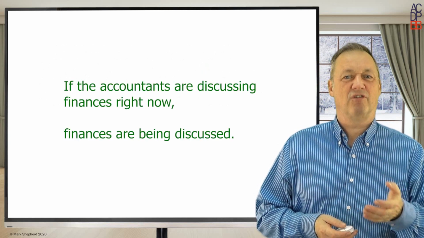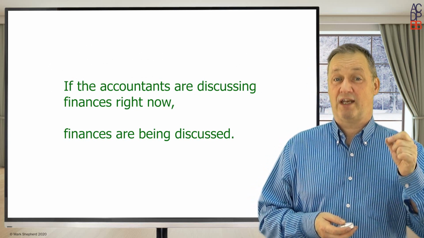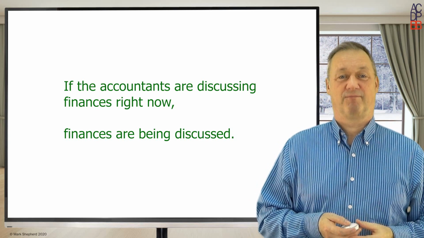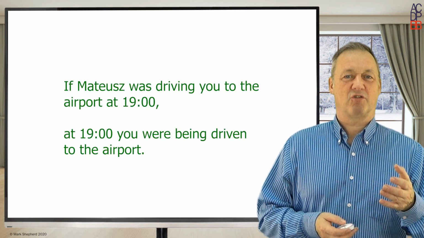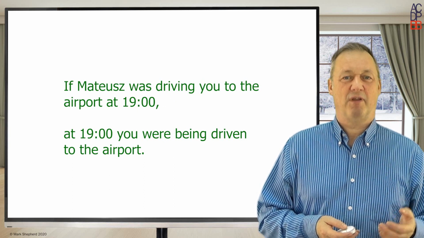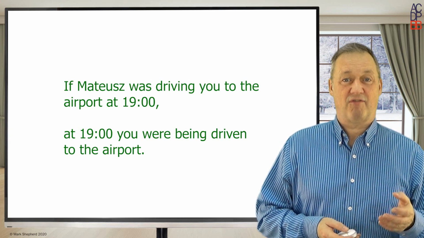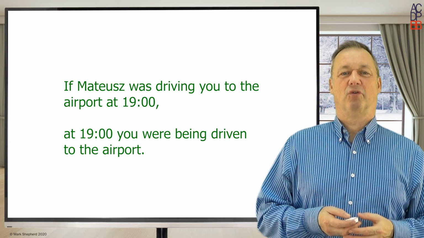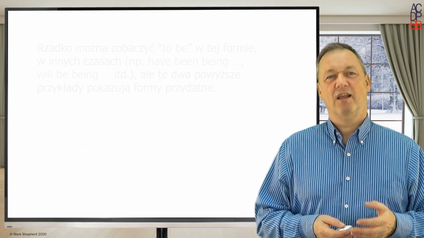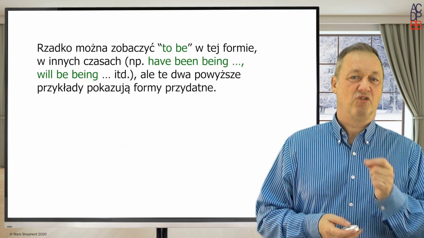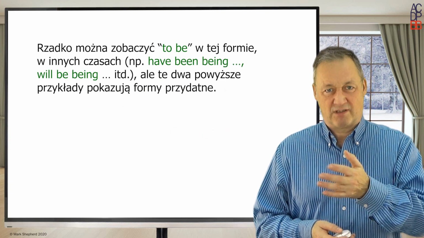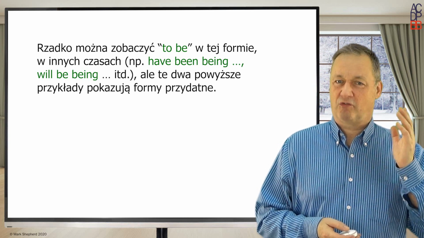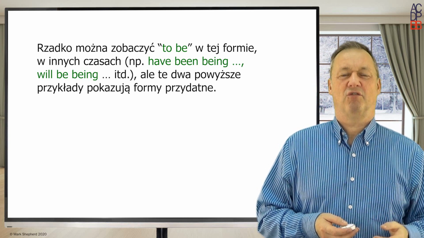So if the accountants are discussing finances right now, then finances are being discussed. If Mateusz was driving you to the airport at 7 p.m, then at 7 p.m, you were being driven to the airport. It's unusual to see the other tenses of to be in this form, have been, being, will be being, etc. The two examples we've just looked at, those are the useful ones.